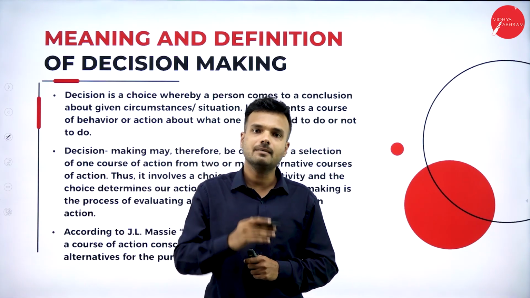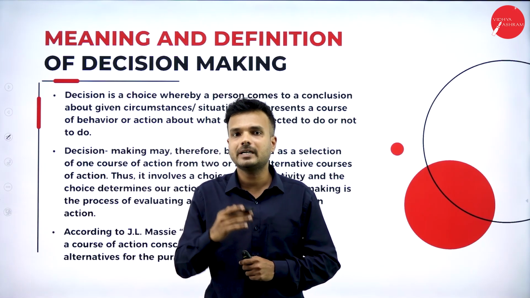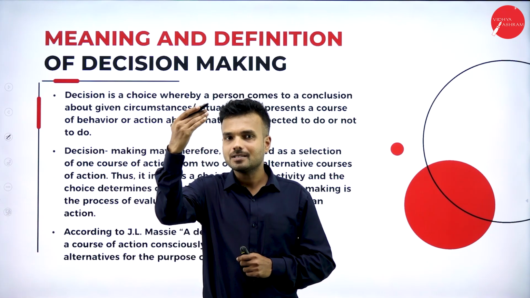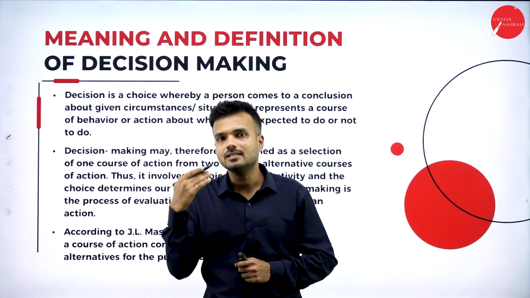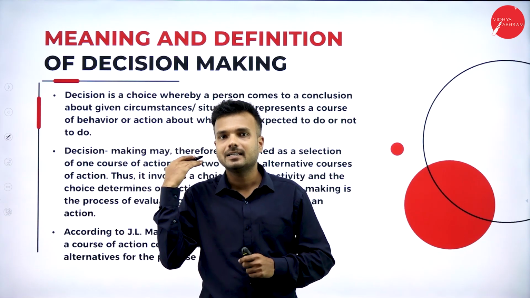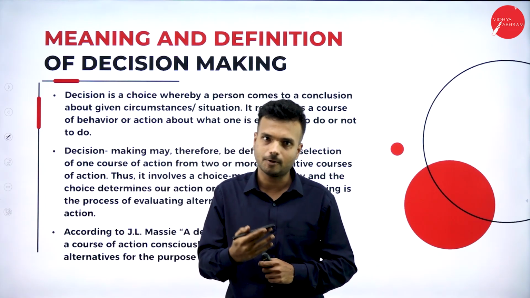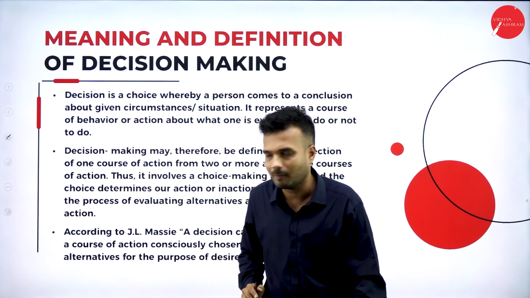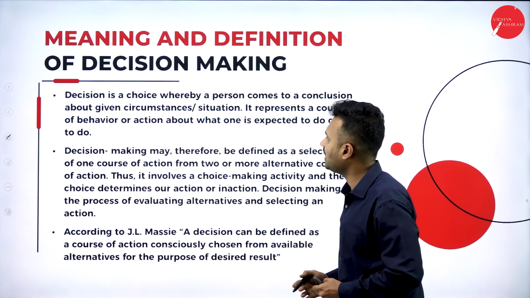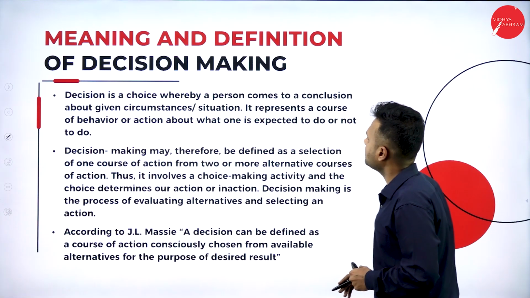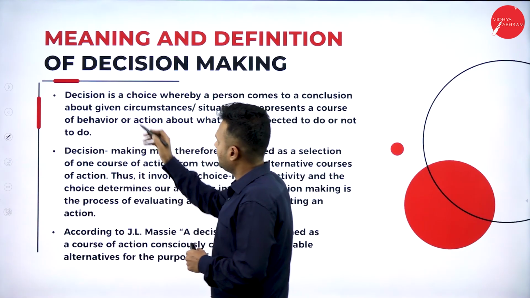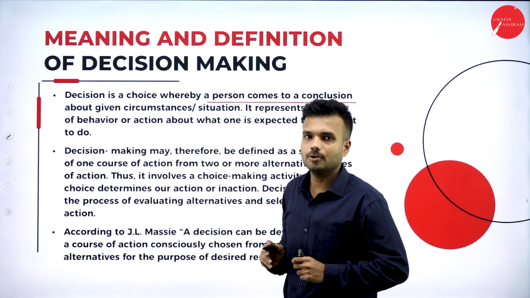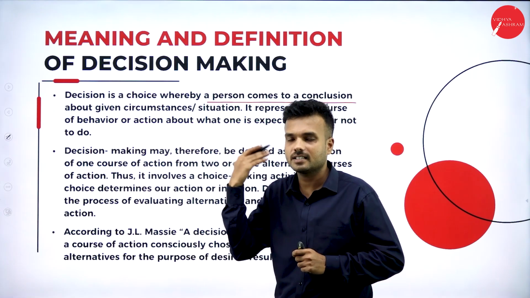As we studied in a previous session, there is an interrelationship between planning and decision making. In the planning process, decision making holds a major part, meaning it is the end result of the planning process. Hence, we can say that there is an interrelationship between planning and decision making. This is the meaning of decision making. Decision making is a choice whereby a person comes to a conclusion. So the decision making process ends with a conclusion, meaning decision making itself is a conclusion.